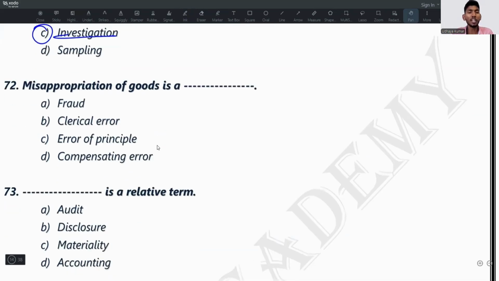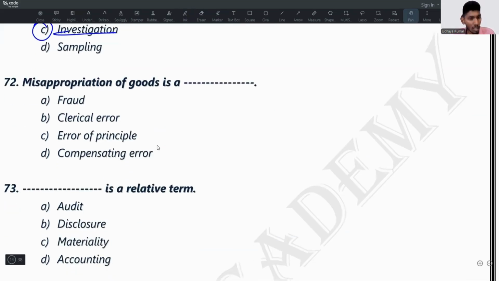So, question number 72: misappropriation of goods is obviously a fraud, right? A clerical error or an error of principle or compensatory error does not come under misappropriation of goods. Misappropriation of goods refers to the illegal or unauthorized use or theft of goods, which constitutes fraud. It is an intentional act. So the right answer is fraud.